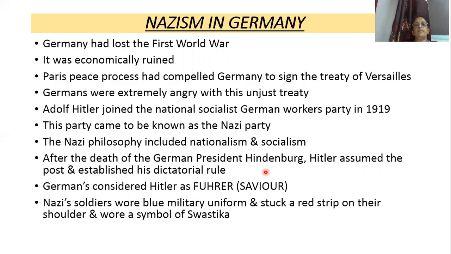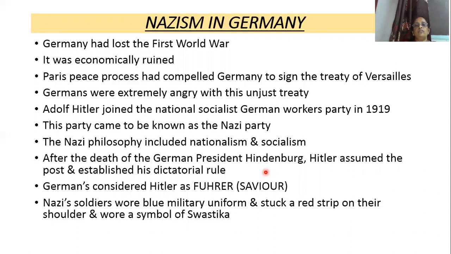In the First World War, Germany had lost and was economically ruined. The Paris Peace process had forced Germany to sign the Treaty of Versailles. According to the Treaty of Versailles, Germany had to pay $6.5 billion, and a majority of its provinces were distributed among the Allied nations. So the people of Germany were extremely angry with this unjust Treaty of Versailles. In order to save Germany from this, Adolf Hitler joined the National Socialist German Workers' Party in 1919, later called the Nazi Party. After the death of German president Hindenburg, he became the president and established a dictatorship in Germany.